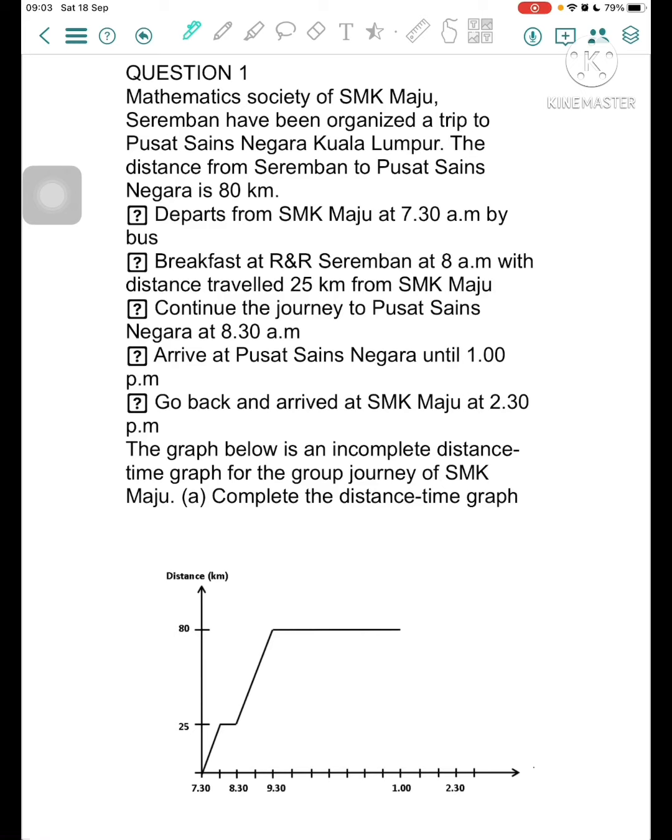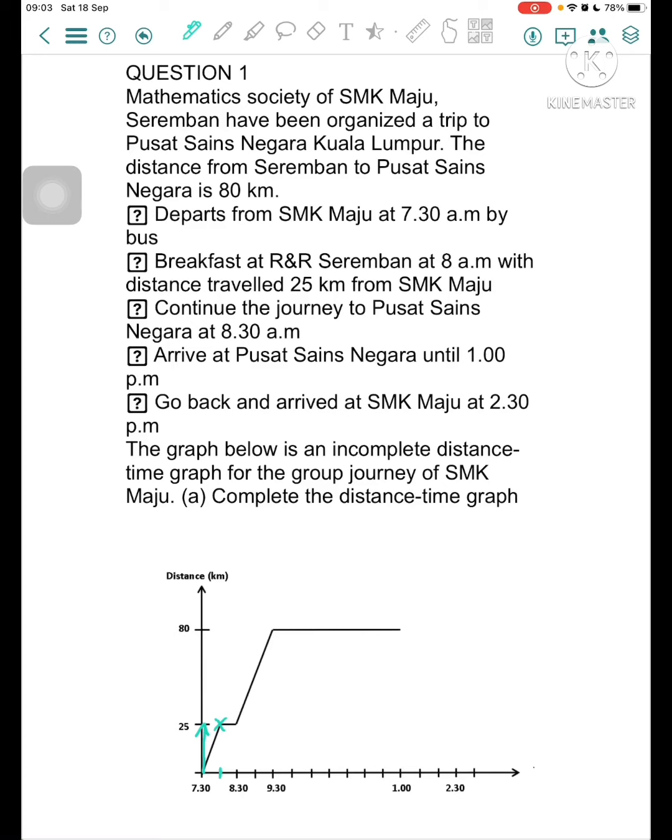And then breakfast at R&R Seremban at 8 am with distance travelled 25 km from SMK Maju. So 25 km, and then they said at 8 am. So here should be here. So this is their spot at R&R Seremban.